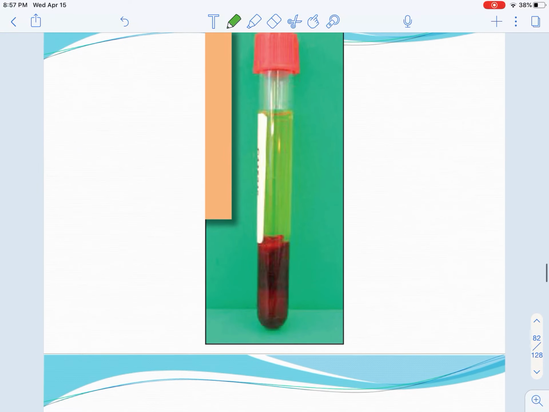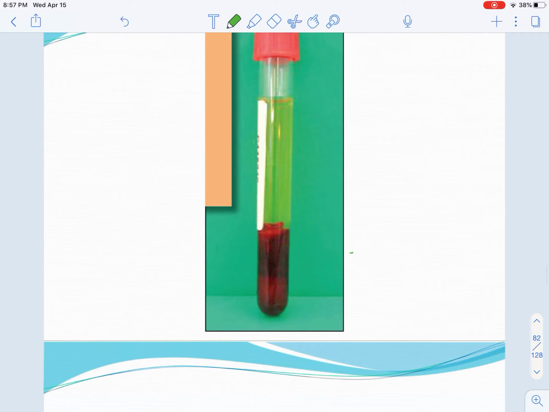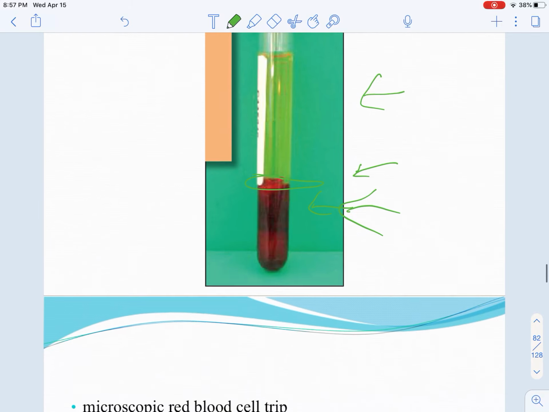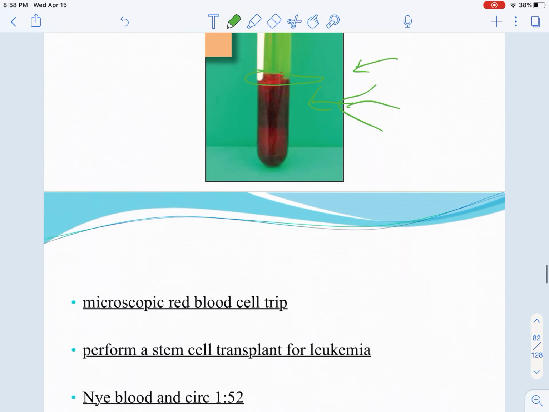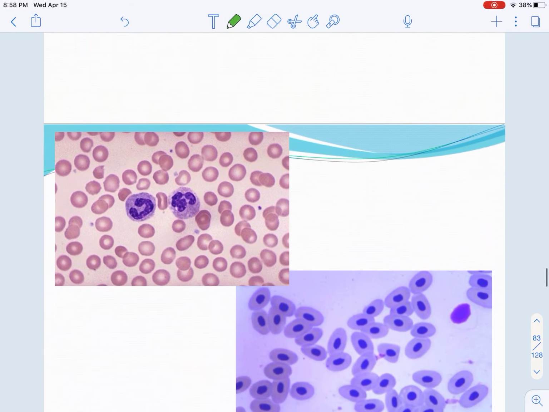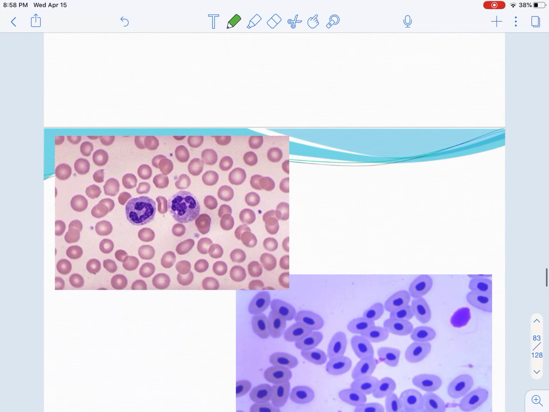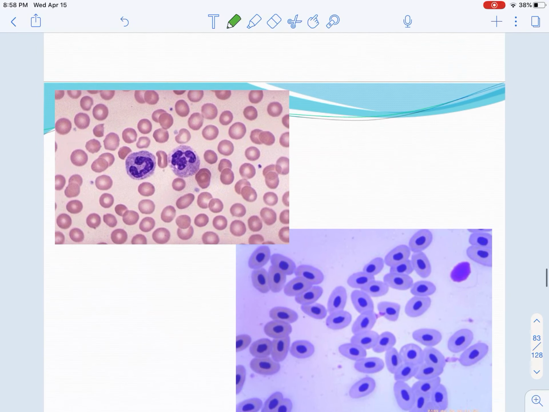But here's a picture of someone's red blood cells and white or plasma right there. You can't really see the white blood cells. They would be in a zone right there. If you spin or centrifuge your blood, it'll layer up just like that. A couple cool links to take a look at.